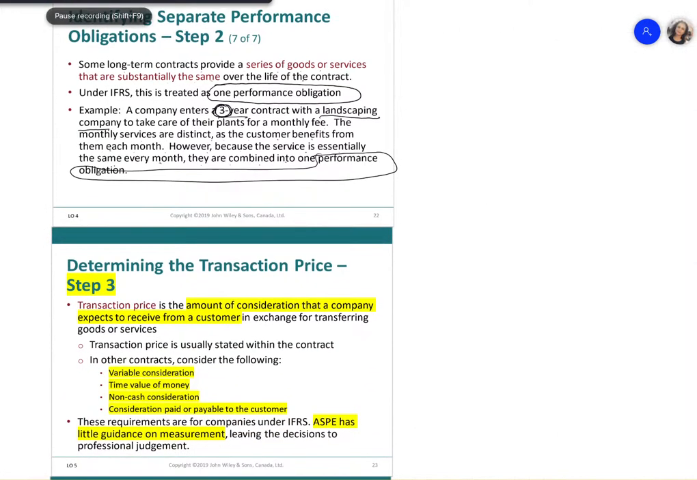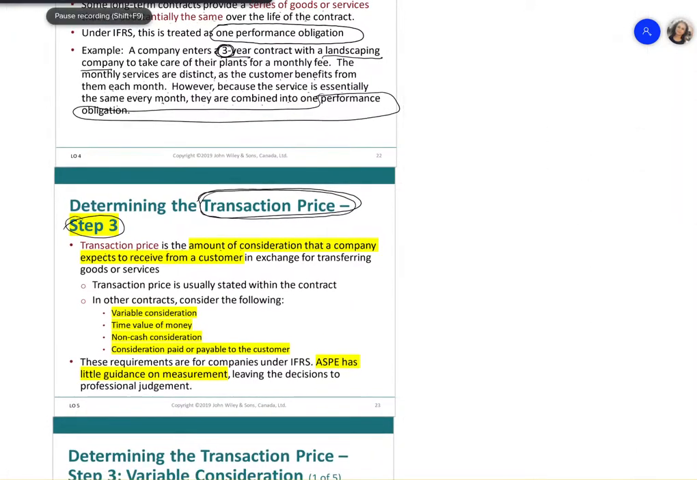Now, the third step is the most important step in order for us to recognize the revenue. Step three is the transaction price, the price that we put on those revenues. Transaction price is the amount of consideration that a company expects to receive from a customer in exchange for transferring a good. Transaction price is stated in the contract.